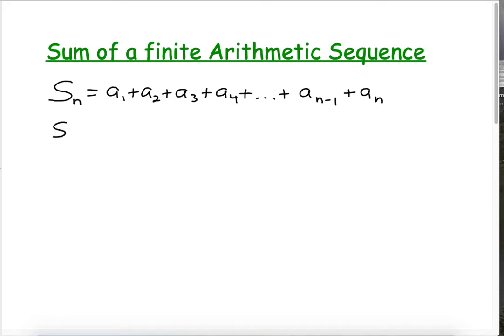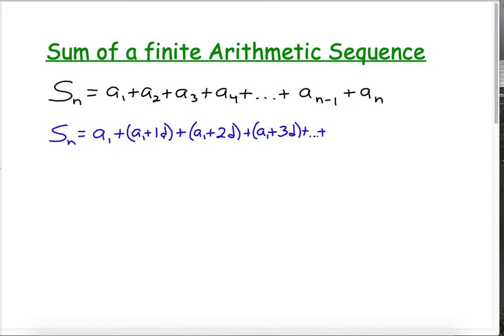So let me say that S sub n, let's switch colors here. Let's say S sub n is going to equal a sub 1. Now what's a sub 2? Well, a sub 2 is equal to a sub 1 plus 2 minus 1 times d. Put that in parentheses. And then plus a sub 3. What's a sub 3? Well, a sub 3 is a sub 1 plus 3 minus 1, 2 times d. What's a sub 4? That's a sub 1 plus 4 minus 1 times d.